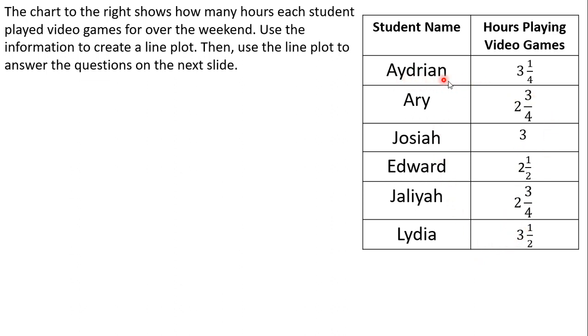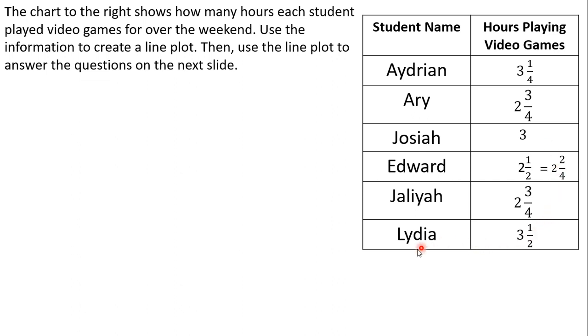Next to each student's name is how long they played video games for in hours. What we're going to do is first look at all of these numbers or mixed numbers. We can see most of these denominators are 4, but some of them are actually 2. We want to create equivalent fractions so that we have common denominators between all of these mixed numbers. A common denominator between 4 and 2 is 4. So let's rewrite 2 and 1/2 in fourths. We know that 2 and 1/2 is equivalent to 2 and 2/4.